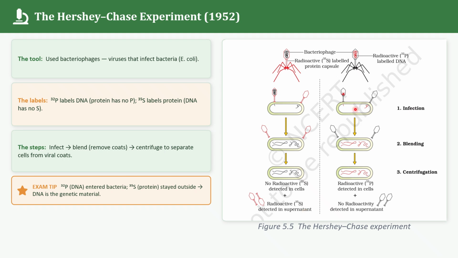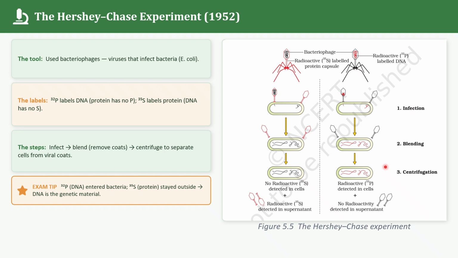So let's see this side. Now another bacteriophage is used here. Its DNA is labeled with radioactive phosphorus. The virus injects its DNA into the bacterial cell. Then in the blending process, the blender removes the empty protein coat. The DNA remains inside the bacteria. Again, centrifugation is done. The bacterial cells settle at the bottom, and scientists check the radioactivity.